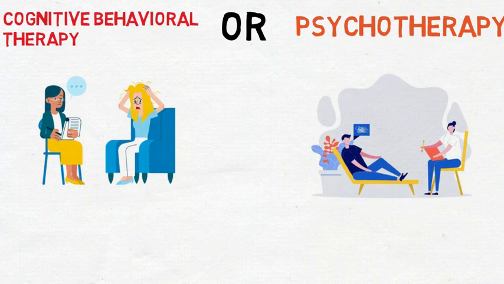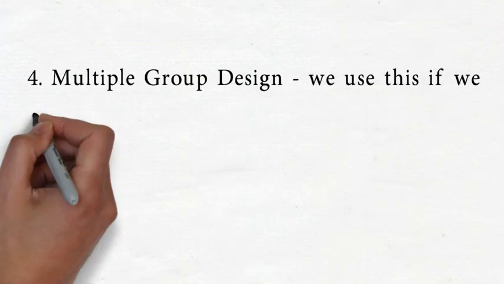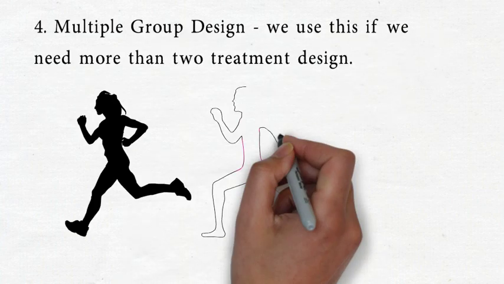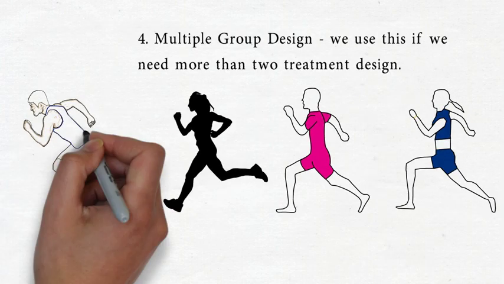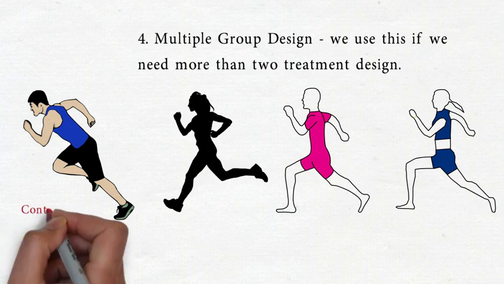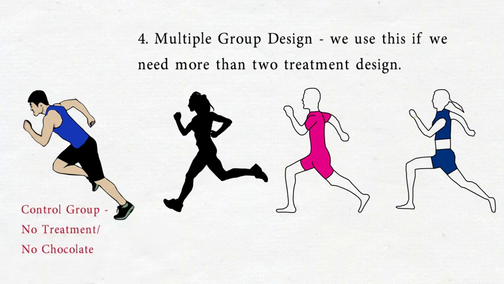And then lastly, we have multiple group design. We use this if we need more than two treatment conditions. For example, yung athletes and chocolates. I want to know if anong klaseng chocolate yung magbibigay ng more stamina sa athlete. I can also include a control group. Sila yung hindi makakakain ng chocolate.